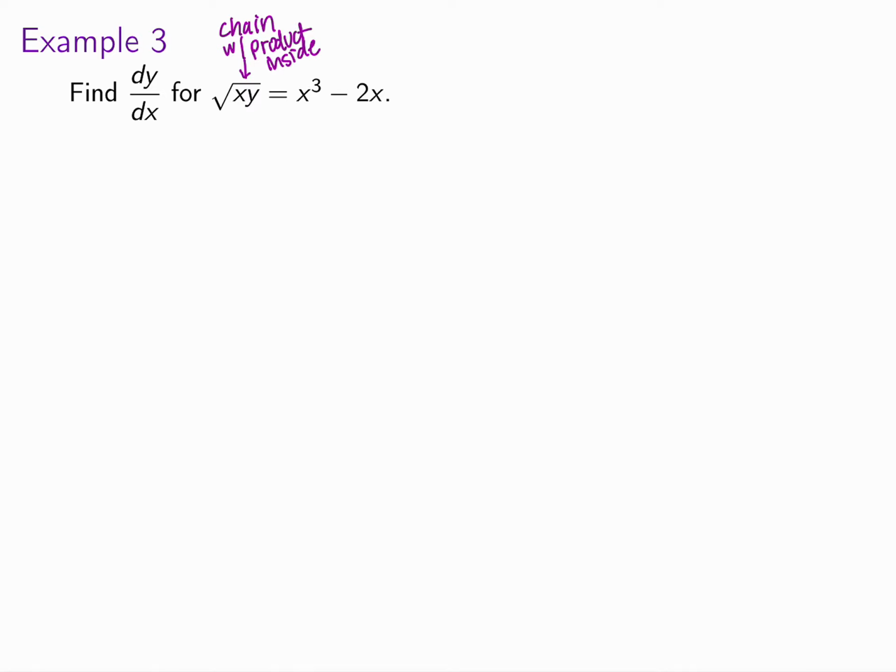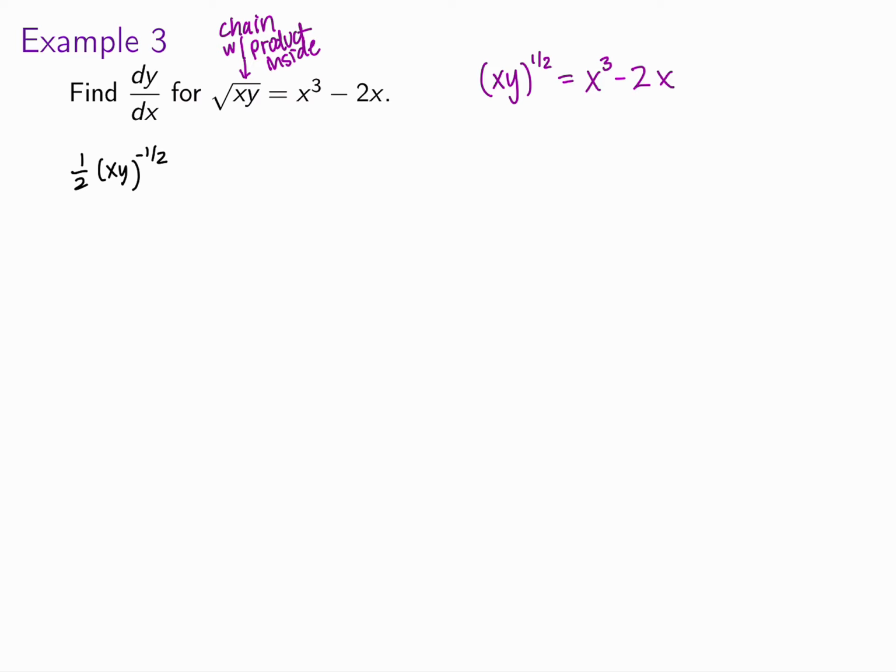I am going to take one note though, one moment. (xy) to the half equals x cubed minus 2x. That slight rewriting helps us see that chain rule a little bit better. All right, so let's take our derivative. We'll have 1/2 times (xy) to the negative 1/2 power. And now I need to multiply times the derivative of that inside. So that's the derivative of xy.